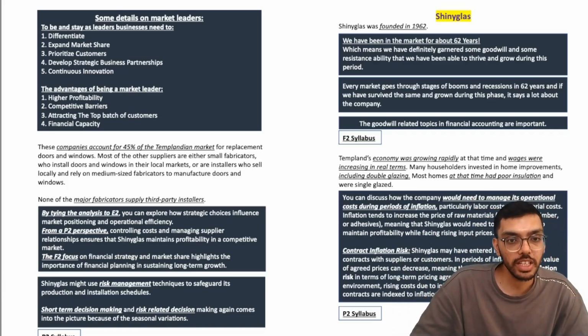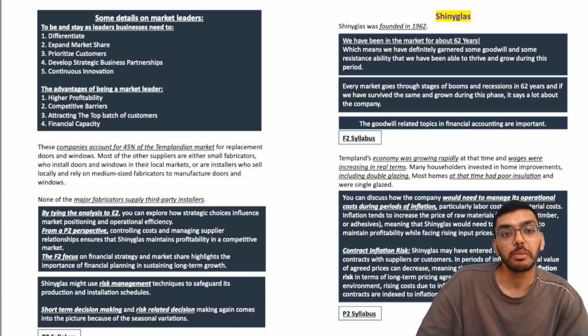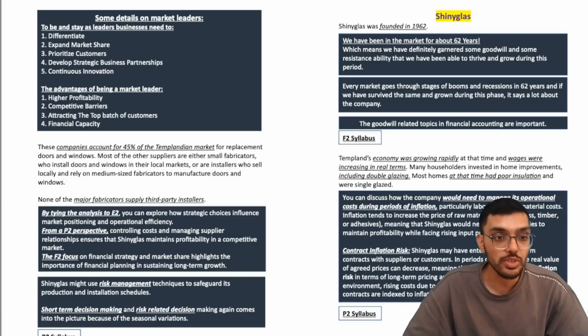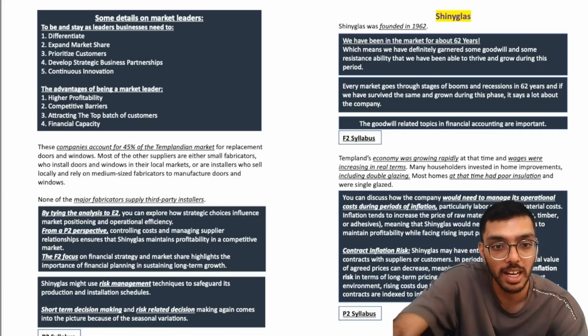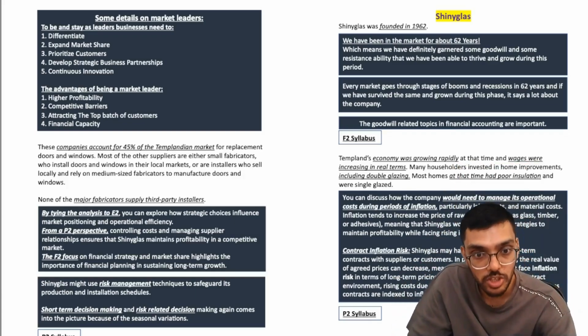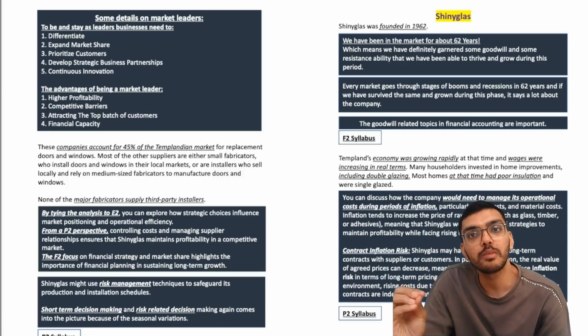So by taking the analysis to E2, you can explore how strategic choices influence the market positioning and operational efficiency. From a P2 perspective, controlling costs and managing your supplier relationships are going to be important. I've already spoken about this. And from the F2 perspective, your long-term financial strategy needs to be kept in mind. I've also very clearly spoken of risk management. These 2 paragraphs are like a summary of what we just did to point this out as important areas of discussion.